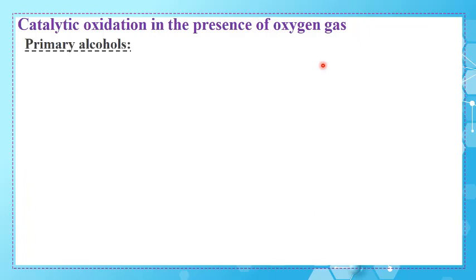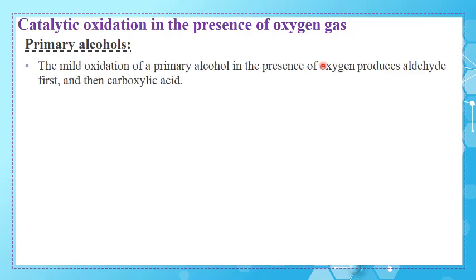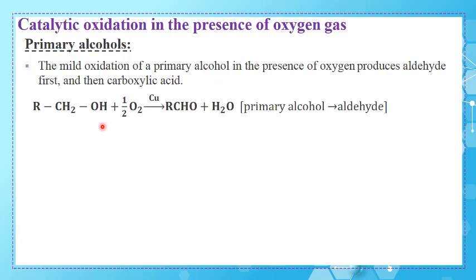With the same objective, catalytic oxidation of alcohols in the presence of oxygen, let's start with primary alcohols. We know that the mild oxidation of a primary alcohol produces aldehyde first and then carboxylic acid. So look at this reaction. That has to be the equation of the reaction. It means that it has to be memorized by heart. Here is the primary alcohol in the presence of oxygen. Because it's a balanced equation, we have half oxygen. In the presence of copper as a catalyst, what do we obtain here? An aldehyde and H2O.